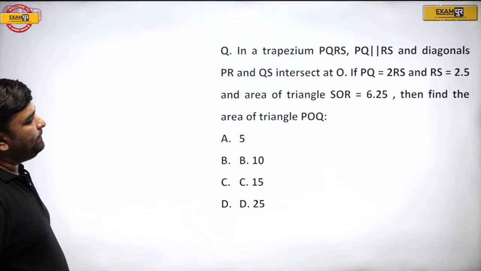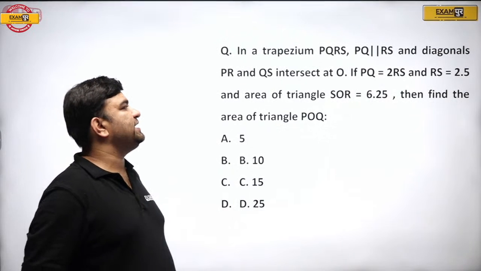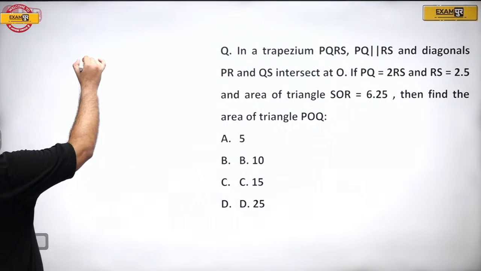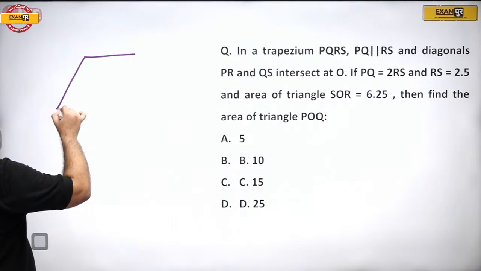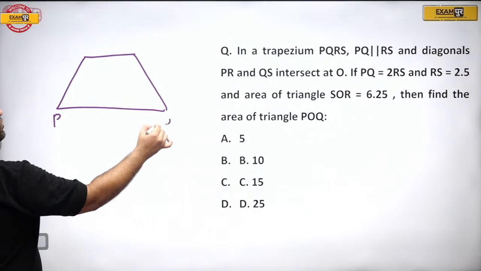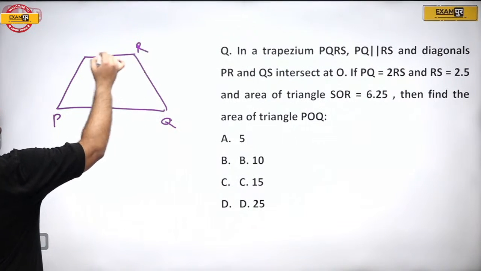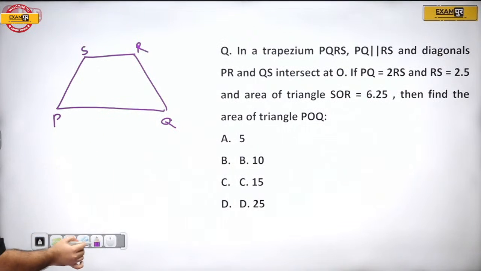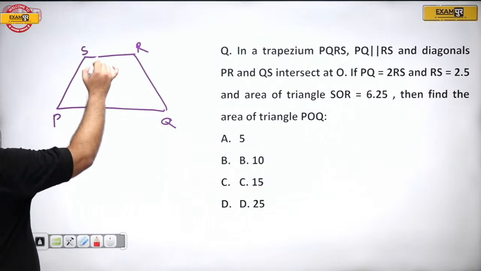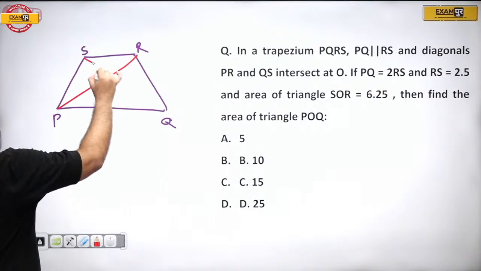In a trapezium PQRS, PQ is parallel to RS, and the diagonals PR and QS intersect at O. PQ is double of RS.